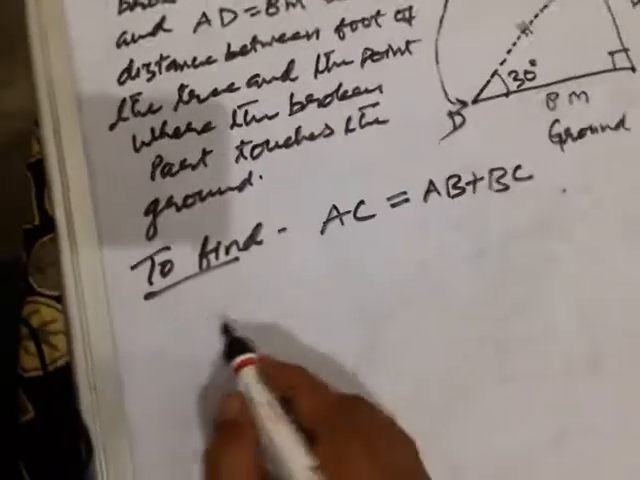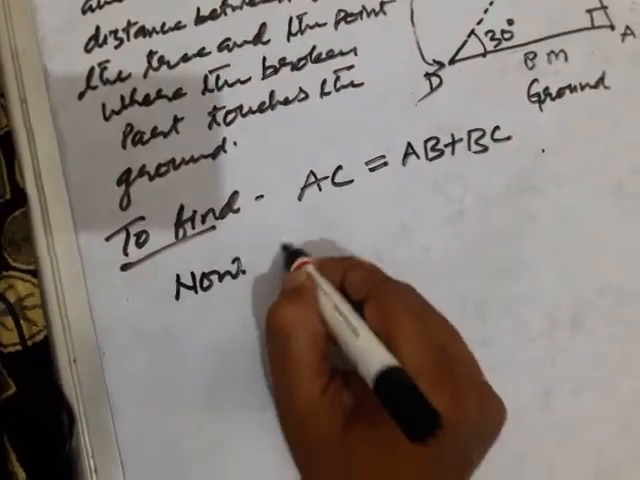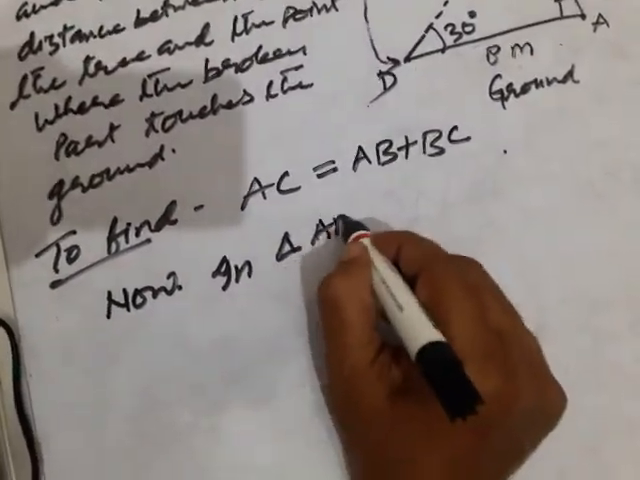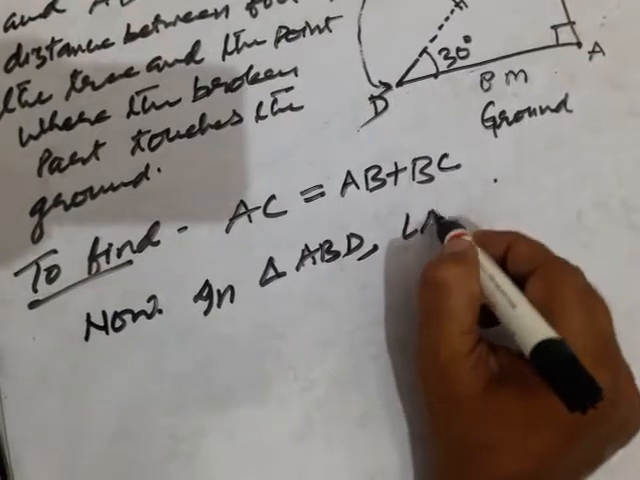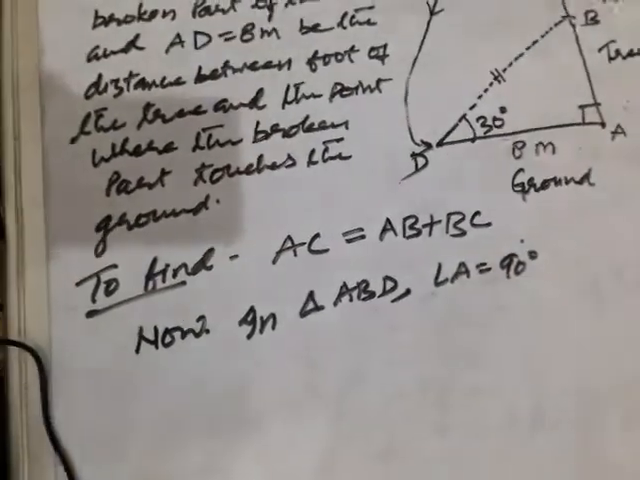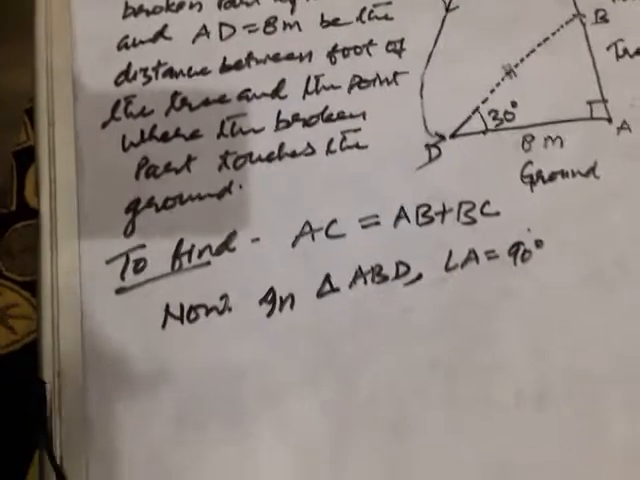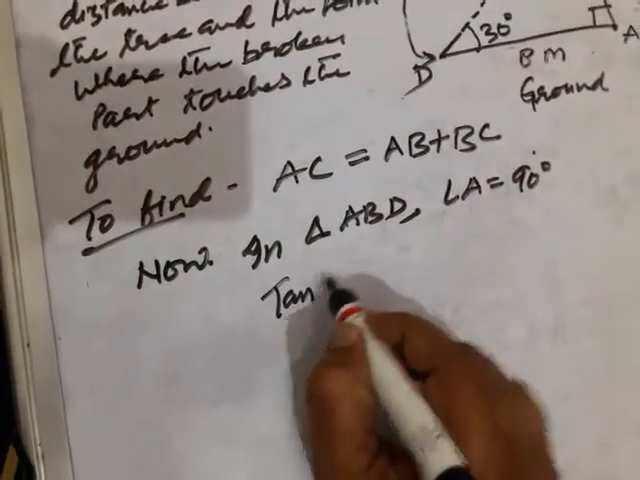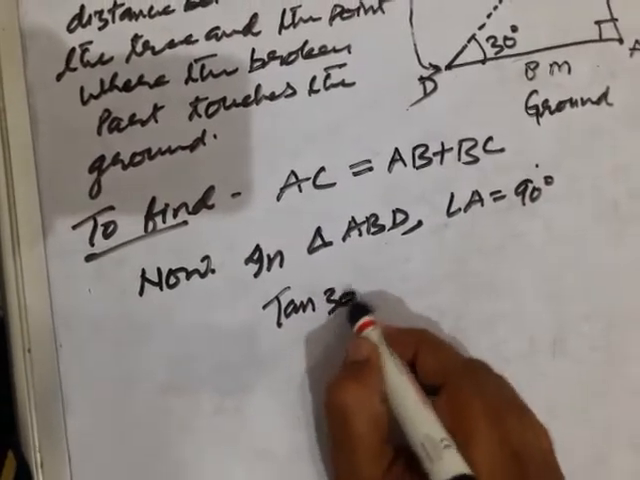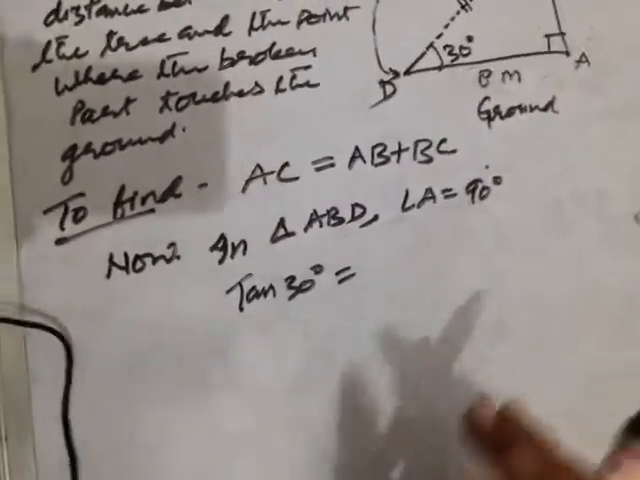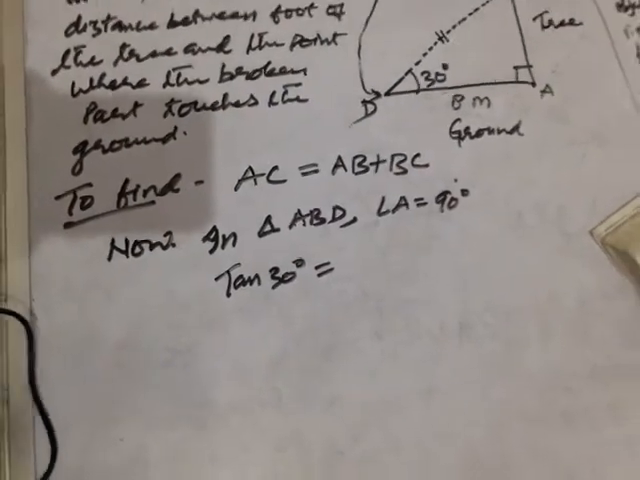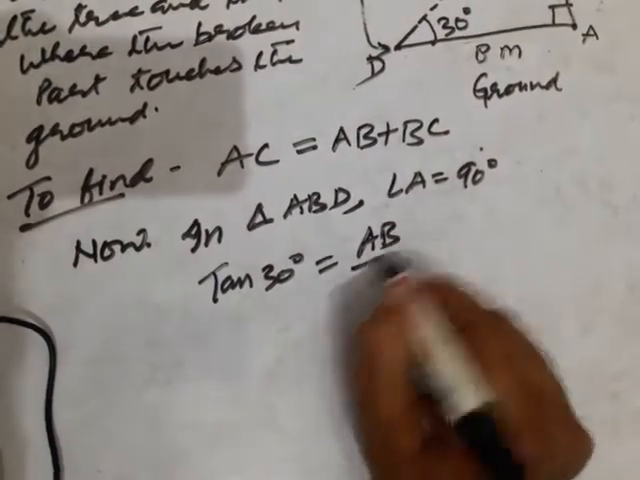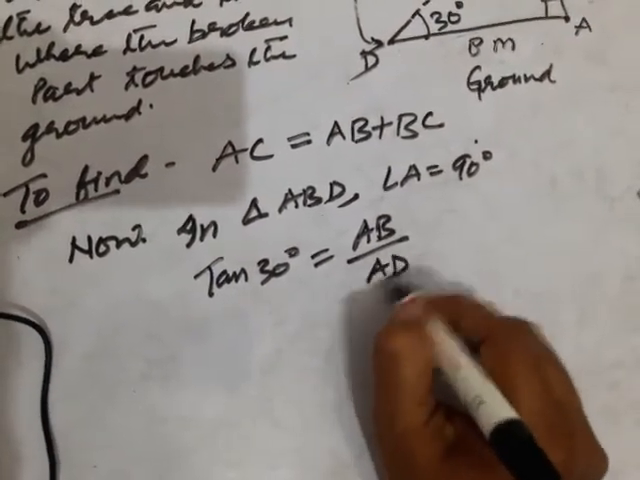Now in triangle ABD, angle A equal to 90 degrees. Now select, let us take tan theta. Now tan 30 degrees, tan 30 equal to what? What is the definition of tan theta? That is perpendicular upon base, that is AB upon AD.